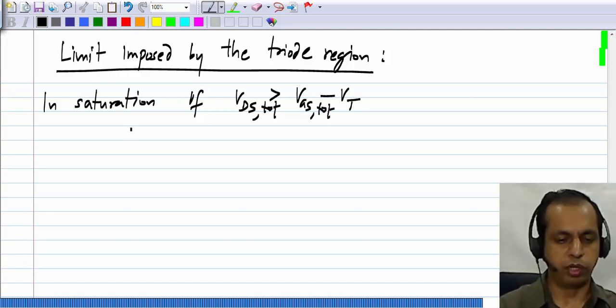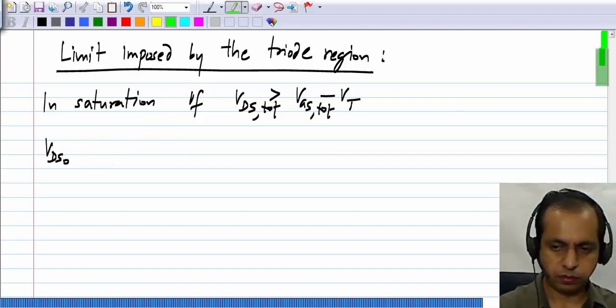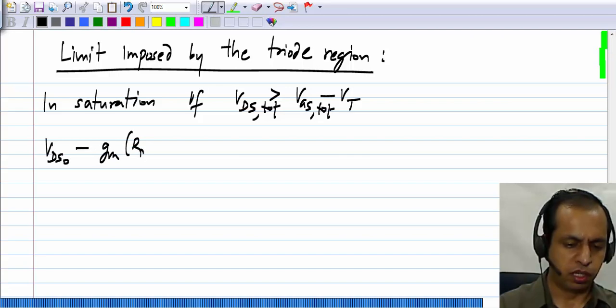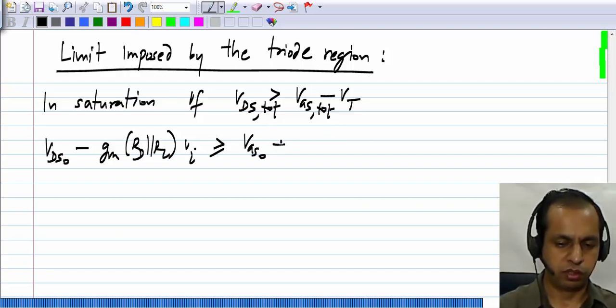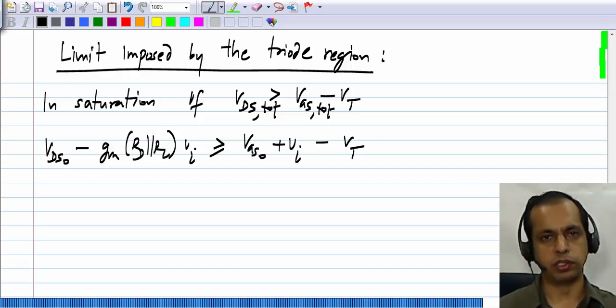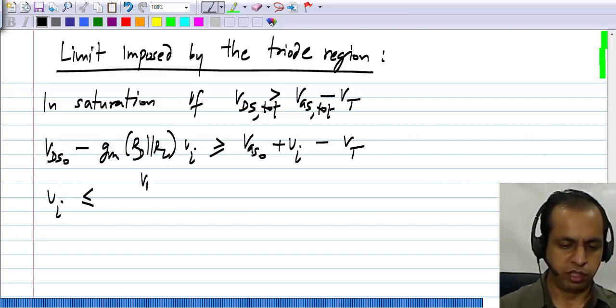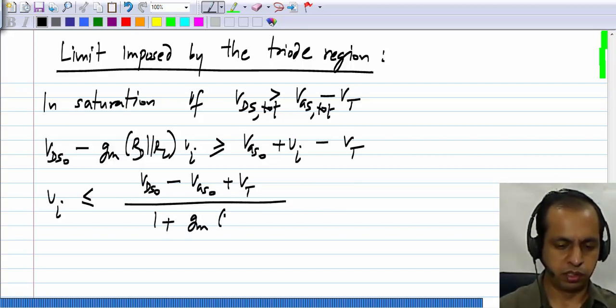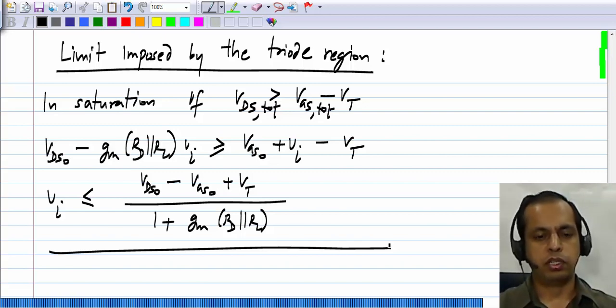So for it to remain in saturation, VDS total, which is VDS0 minus gm (RD parallel RL) times Vi, should be greater than or equal to VGS total, which is VGS0 plus Vi, minus the threshold voltage. By rearranging this inequality, we get Vi should be less than (VDS0 minus VGS0 plus VT) divided by (1 plus gm (RD parallel RL)). So this is the limit. As long as Vi is less than this, the transistor will be in saturation region.